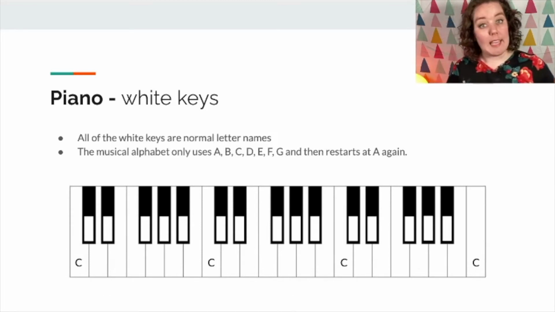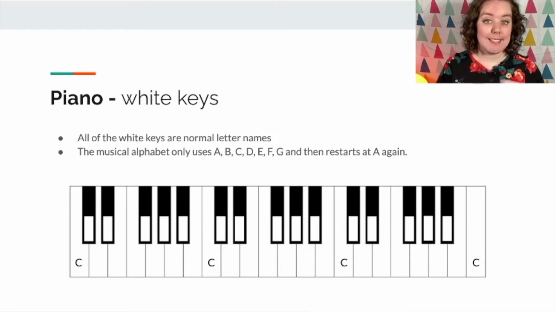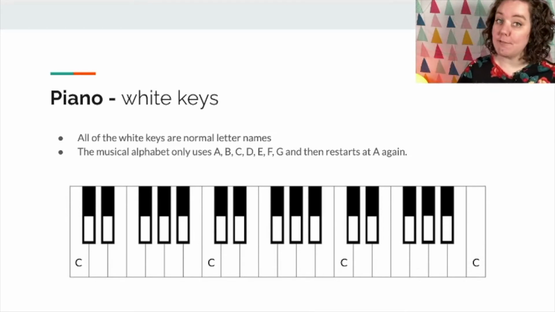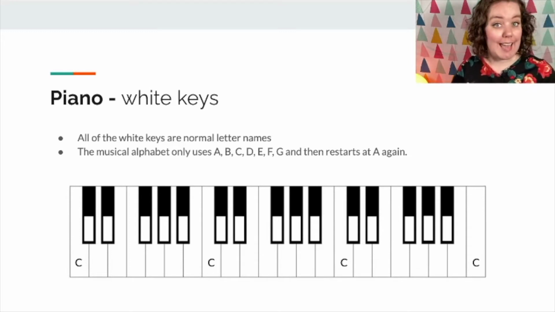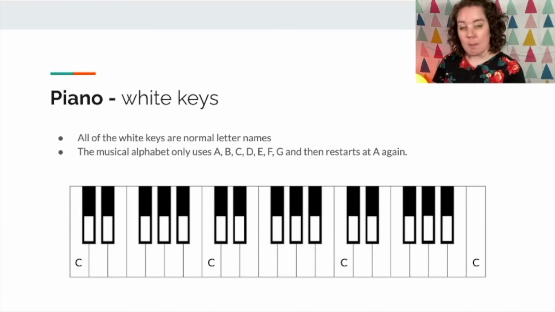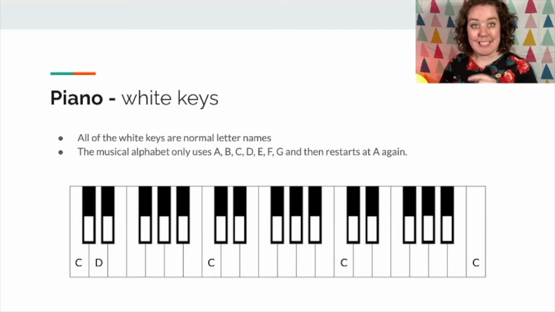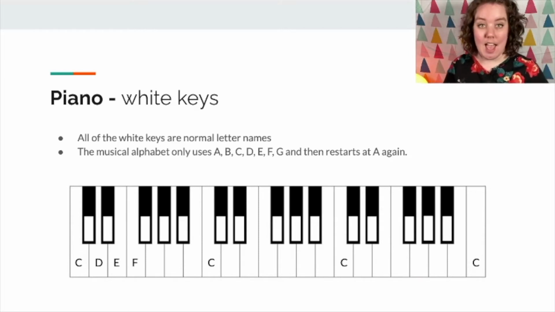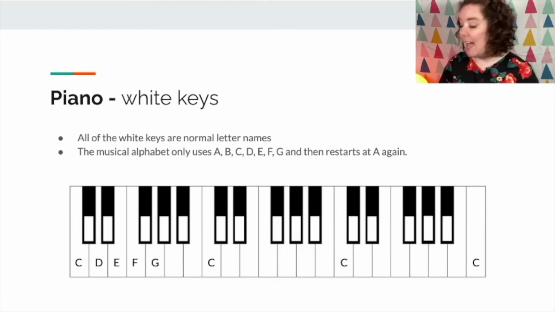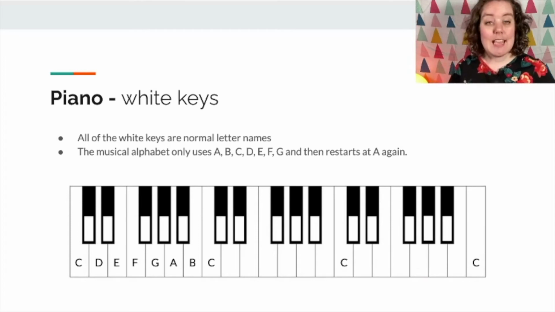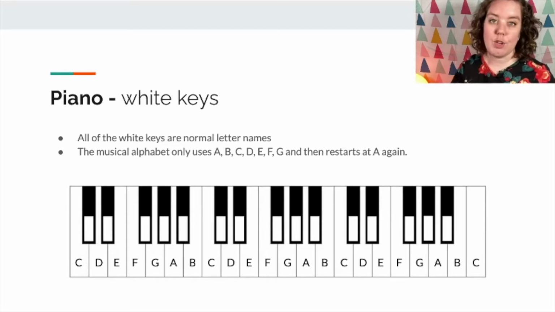And then all of the white keys are normal letter names, and within the musical alphabet, that means A, B, C, D, E, F, G, and then restarting at A. So if I fill those in on my piano down here, I've got D, E, F, G, A, B, and then we come back to C. Then you can just fill in the rest of the piano so that you know those keys.